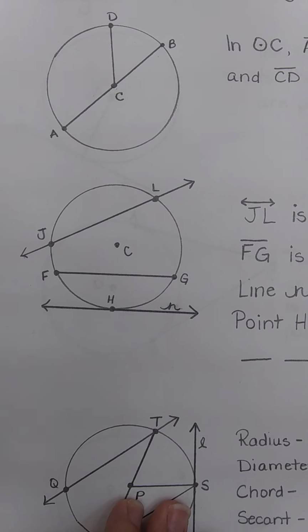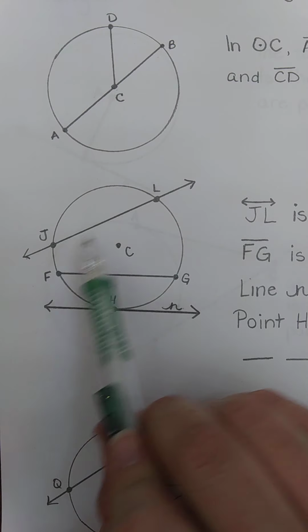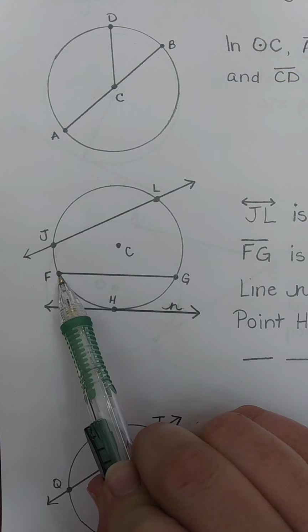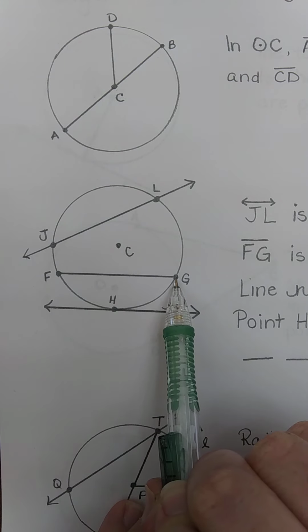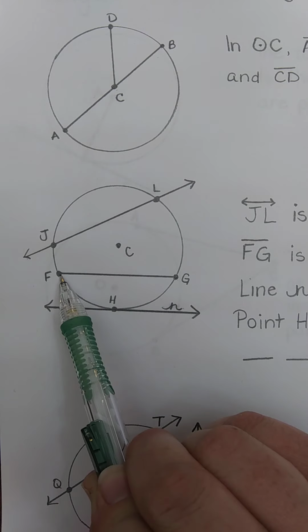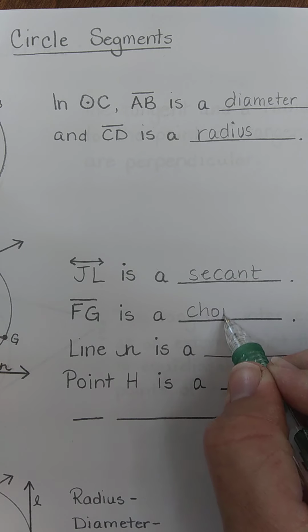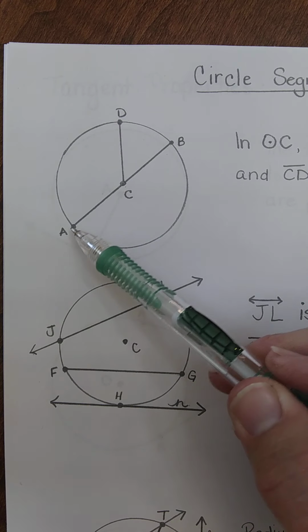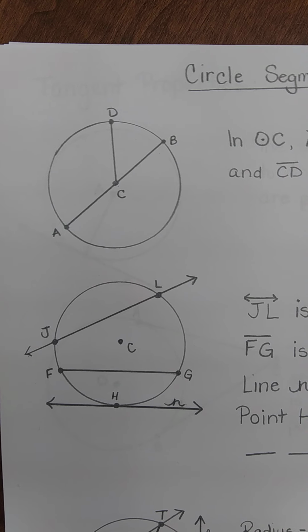Now FG also cuts through the circle, but the difference between JL and FG is JL keeps going. FG has endpoints, so an endpoint on the circle and another endpoint on the circle. So it's just through the circle, but it has a start and a stop. And that is called a chord. So the reality is, up here when we had AB, which is a diameter, it is also a chord. It's just a more specific type of chord, but it has endpoints on our circle.